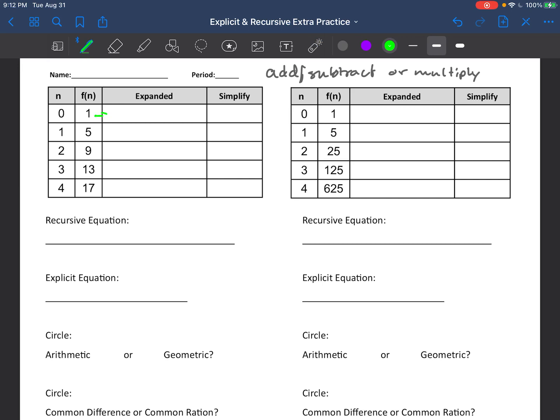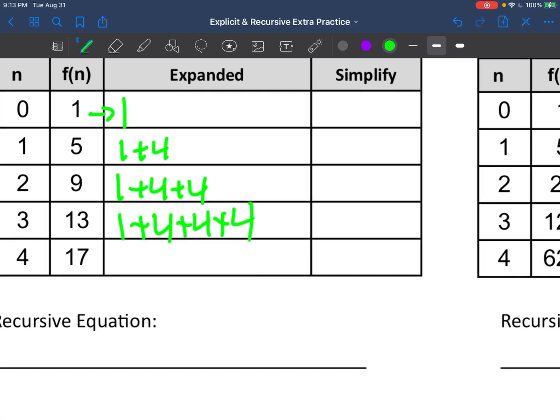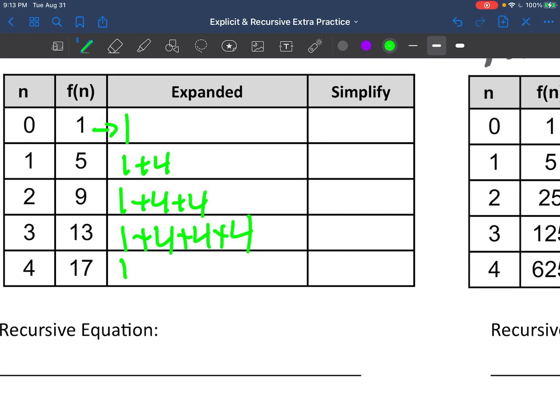So the first thing I'm going to do is always bring that first number over. In this case, it's a 1. Then to get from 1 to 5, I did 1 plus 4. Then to get to 9, I did 1 plus 4 plus 4. Then to get to 13, I did 1 plus 4 plus 4 plus 4. And I'm going to zoom in a little bit here. And then to get to 17, I did 1 plus 4 plus 4 plus 4 plus 4.